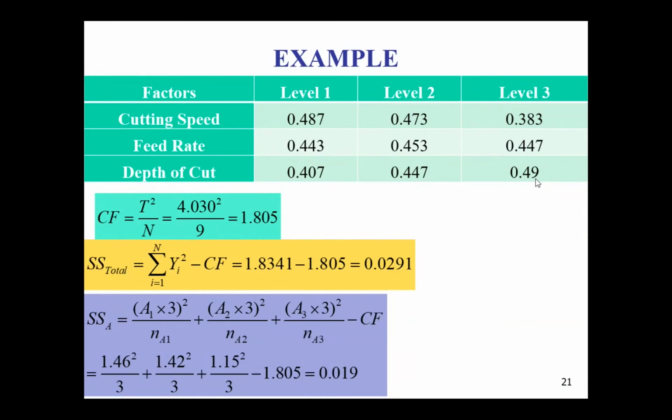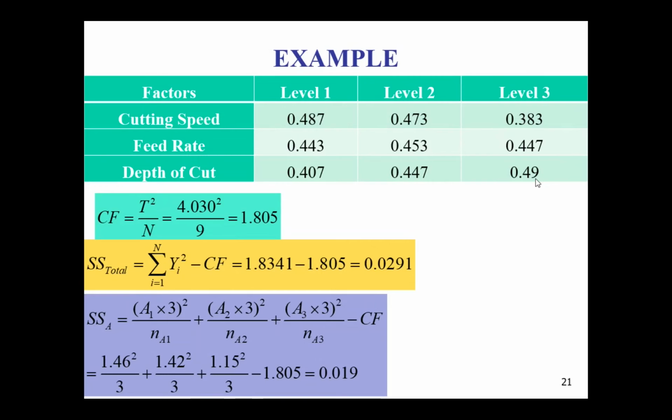Now I am going to calculate the sum of squares of individual terms. The SSA, A is nothing but the cutting speed. The A1 corresponds to the level 1 value of cutting speed, the A2 corresponds to the level 2 value of cutting speed, and the A3 corresponds to the level 3 value of cutting speed. So which is equal to 1.46 square, that is A1 into 3. So 0.487 into 3 comes to 1.46. Similarly, A2 into 3: 0.473 into 3, 1.42. Then 0.383 into 3, 1.15.